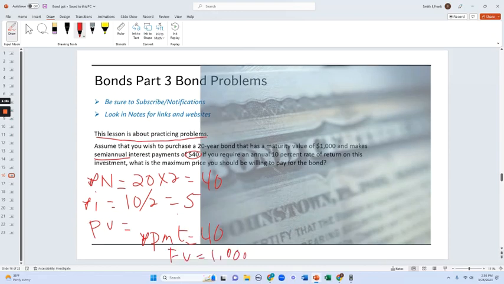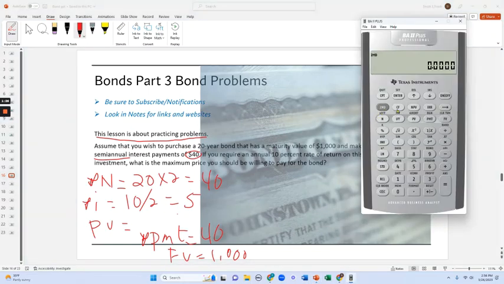So when we put that in our calculator, I'm going to make sure I clear the time value money function. We hit 40 for the N, and we hit 5 because it's semi-annual for the I, and a payment of $40 that told us that in the problem, and $1,000 future value. We find that the bond should be selling for $828. And this makes sense because the market wants 5% and your bond is only paying 4%. So your bond will definitely sell at a discount.